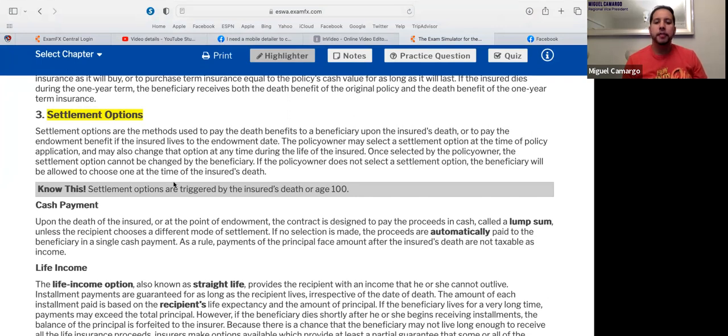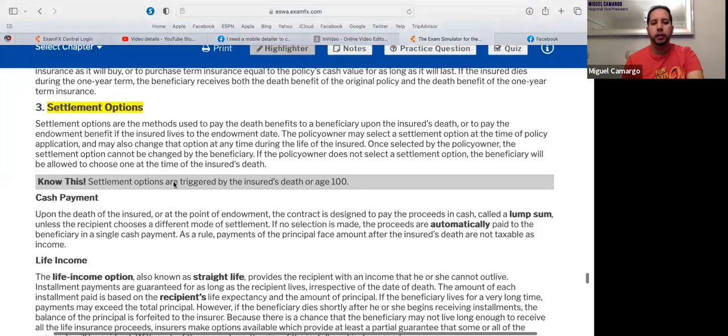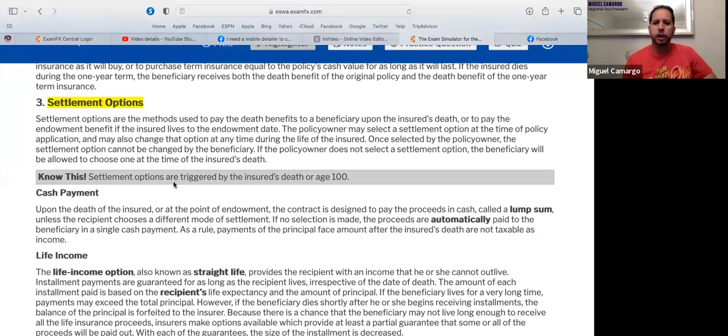Settlement options: this is the way that you will receive the money from an insurance policy or from an annuity. So, settlement options. I want you to write the word CLIFF. Didn't we talk about this last night? Didn't we write this? Okay, so we're getting a review. So CLIFF, C-L-I-F-F.